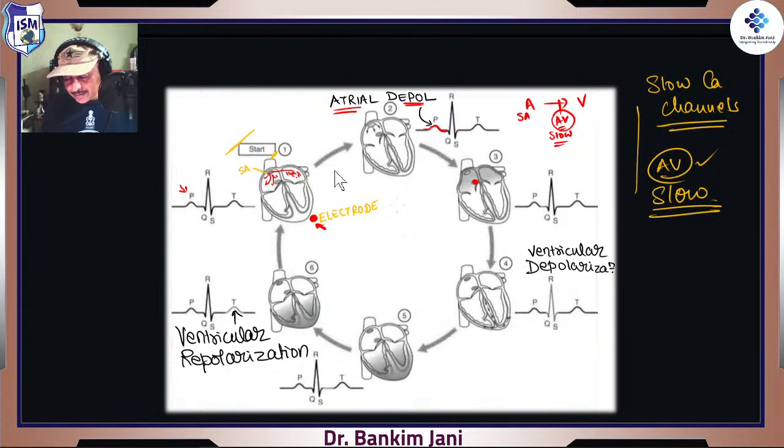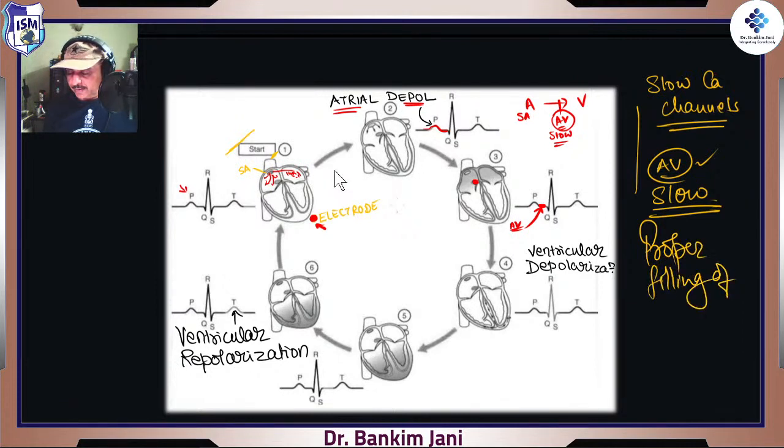That phase is this phase. It is this phase when things are slowed down. It is the phase when the AV, the atrioventricular node, is slowing down the system. Everything is slowing down so that filling is possible. So proper filling of ventricles.